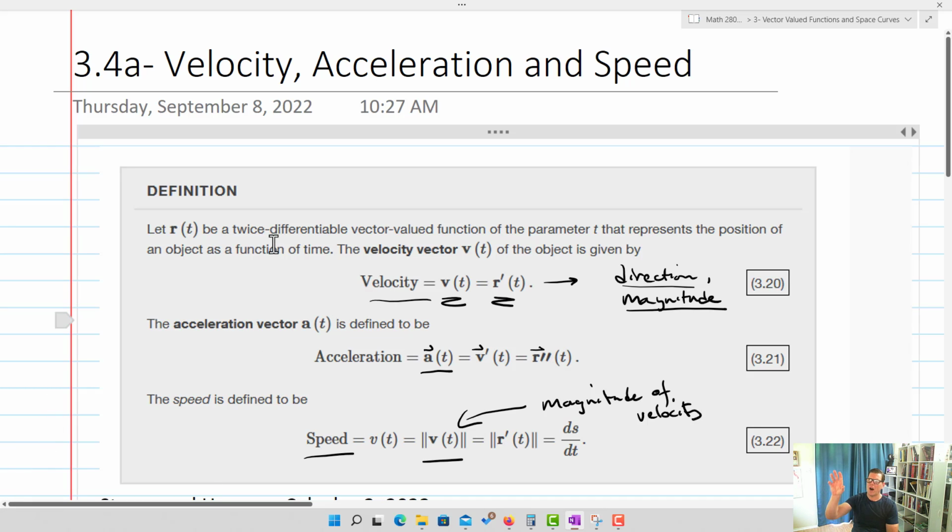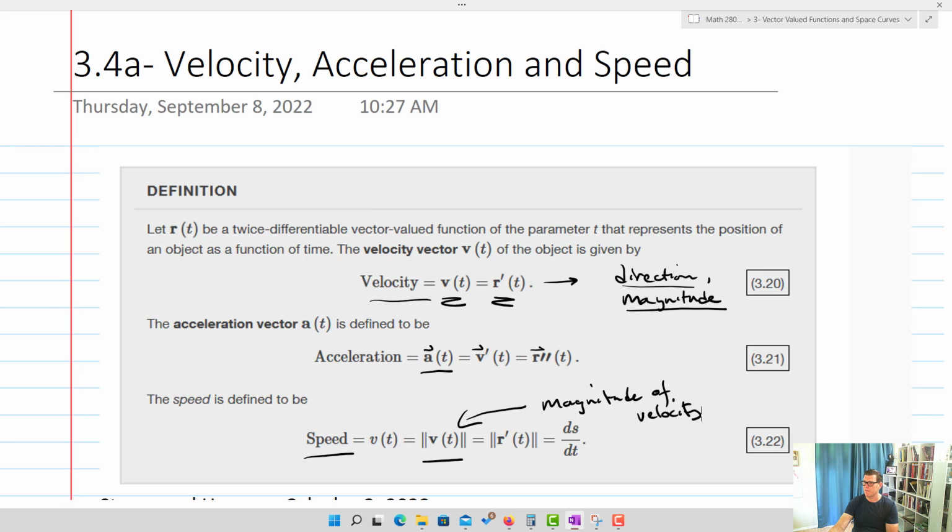We start out with our vector valued function. If we want to know the velocity of the particle that's moving along the vector valued function, we're going to take its derivative. And if we want to know the acceleration, we're going to take the derivative of that velocity, which is just the second derivative of position. We've seen all of these relationships before.